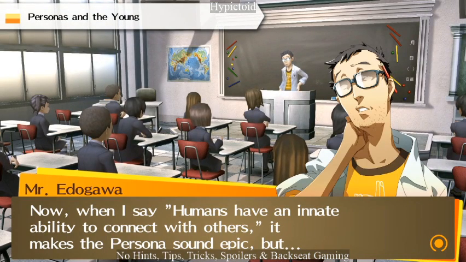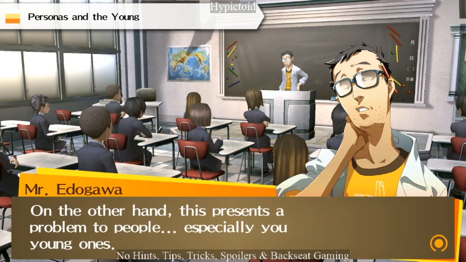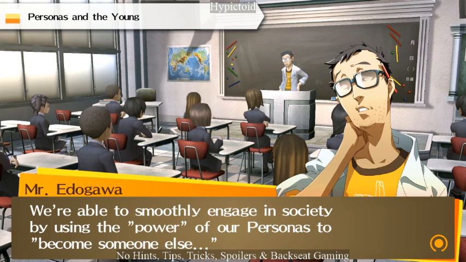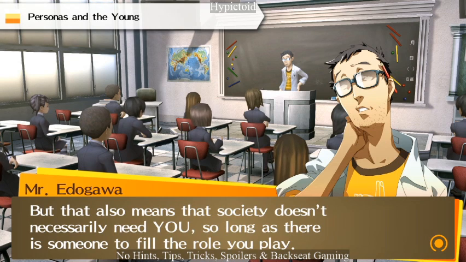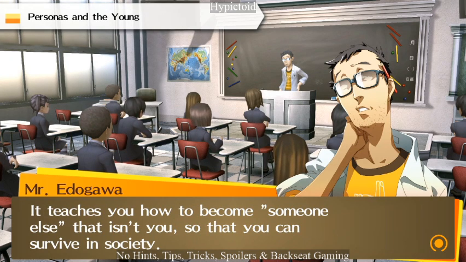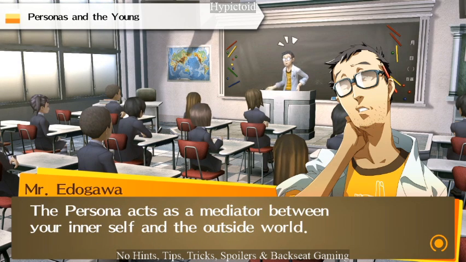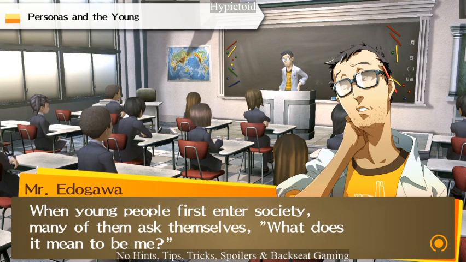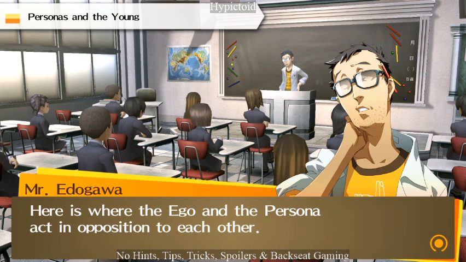Personas and the young. Now, when I say humans have an innate ability to connect with others, it makes the persona sound epic, but on the other hand, this presents a problem to people, especially you young ones. We're able to smoothly engage in society by using the power of our personas to become someone else, but that also means that society doesn't necessarily need you, so long as there is someone to fill the role you play. The persona then is the denial of the will to live as your true self. It teaches you how to become someone else that isn't you, so that you can survive in society. The persona acts as a mediator between you, your inner self, and the outside world. When young people first enter society, many of them ask themselves, what does it mean to be me? It is where the ego and the persona act in opposition to each other.